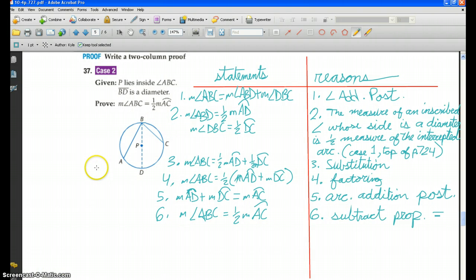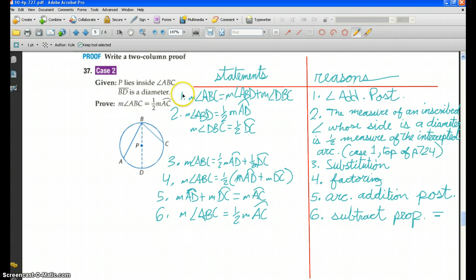In number 37, we want to write a 2-column proof of the inscribed angle theorem, the second case of it. The first case has been proved already at the top of page 724. So we'll introduce that proof into this proof as we go.